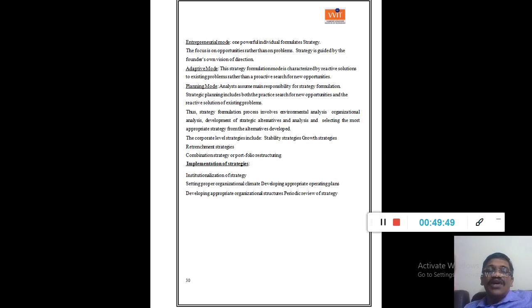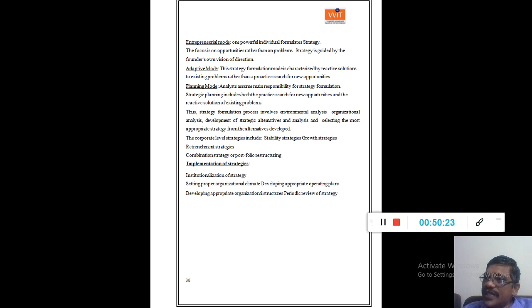So the strategy formulation process involves environmental analysis and organization analysis. Environmental analysis means external environment analysis, the opportunities and threats. In SWOT analysis, S stands for strengths, W stands for weaknesses, O stands for opportunities, and T stands for threats. Organizational analysis means strengths and weaknesses. Then development of strategic alternatives and analysis, and selecting the most appropriate strategy from the alternatives developed.